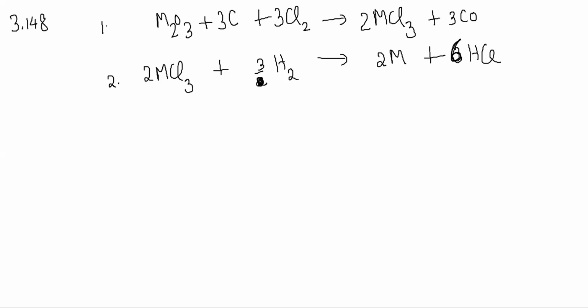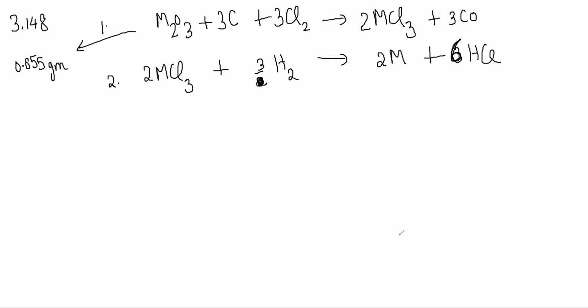Now we look at the data. Assume that 0.855 grams of M2O3 is submitted to the reaction sequence. So you are given how much? 0.855 grams of M2O3. Okay.